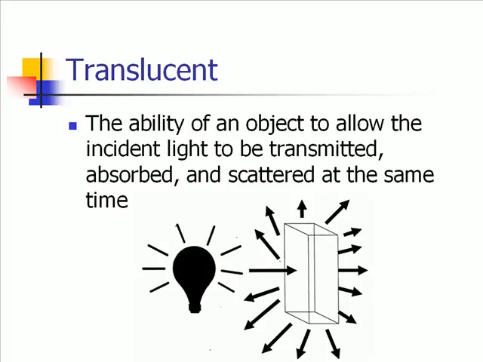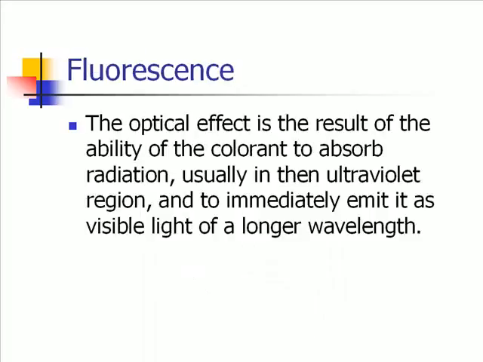We could also have something called fluorescence. I think everybody knows what a fluorescent colorant looks like. A lot of kids' stuff these days are fluorescent. Kids like fluorescent stuff. The optical effect is the result of the ability of a colorant to absorb radiation, usually in the ultraviolet region, and then to immediately emit it as a visible light of a longer wavelength. Showing a picture here, and what it's showing is that this is the color of the light, and it's coming out as a different color, basically.